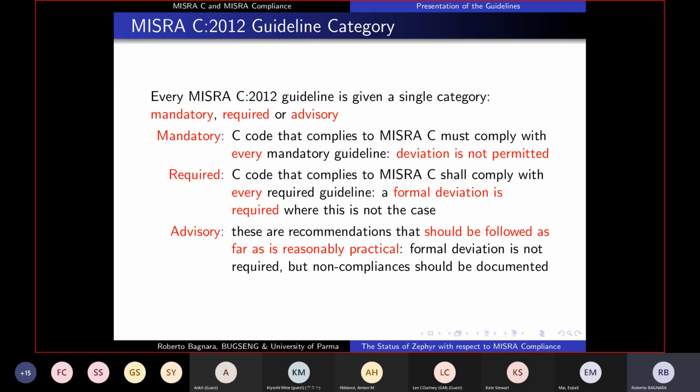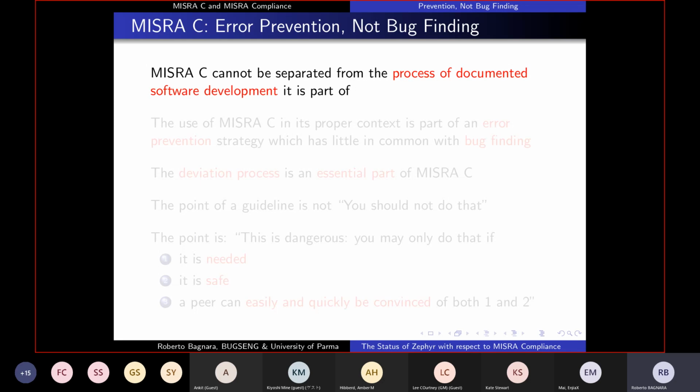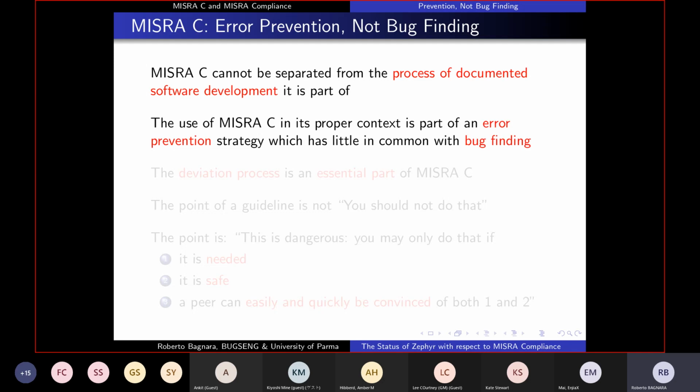And to disapply them, following the MISRA Compliance 2020, which is a document I will mention in a second, you need to give an argument why you are disapplying the guideline. One thing that is very important to understand is that MISRA C is prevention. It's not bug finding. MISRA C is part of a documented software development process, and it has very little in common with bug finding. In fact, the deviation process is an essential part of MISRA C.